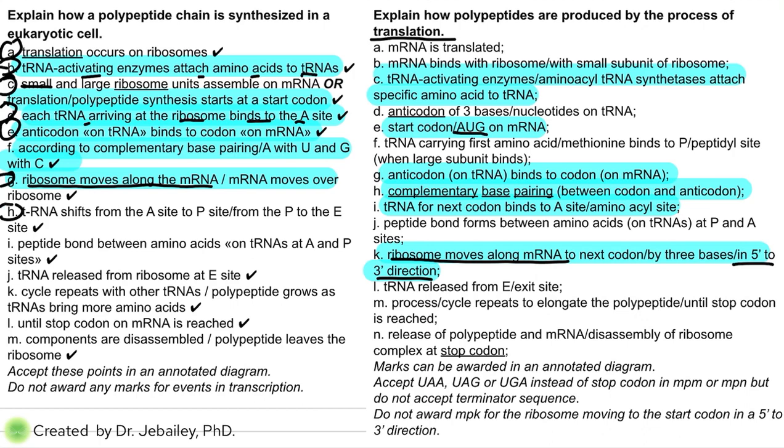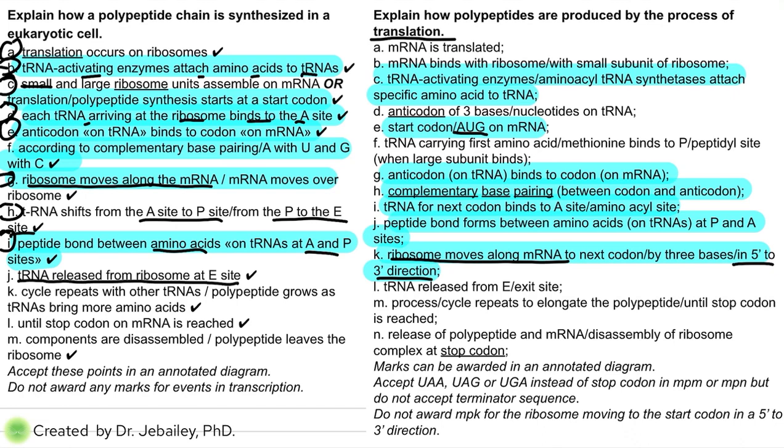Then we have H. tRNA shifts from A to P site, and then from P to E site. Do we have that? No, here it says peptide bonds are forming. It doesn't say about the shifting, so we cannot say that one. Here, the peptide bond between amino acids is between the A and the P sites. Yes, we do have this, which is matching with this. Peptide bond forms between amino acids from P and A site. And then here we can see tRNA releases from the ribosome on the E site. Yes, we do have this one too, which is here, tRNA release from the E site.